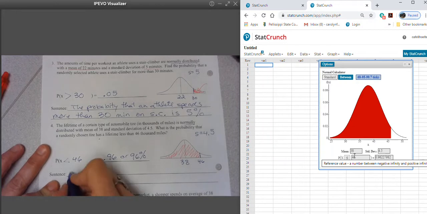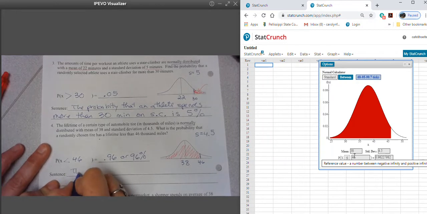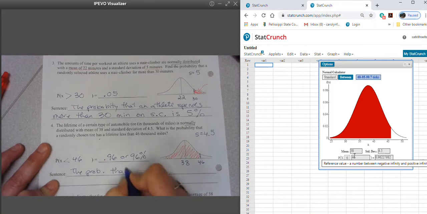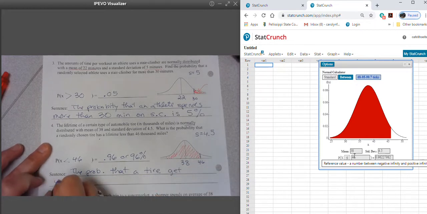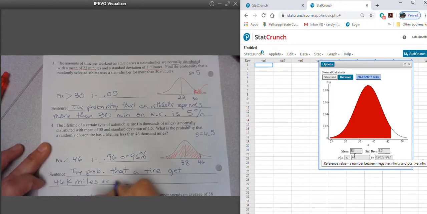So writing this out in words, we would say the probability, abbreviating here, that a randomly selected tire gets 46,000 miles or less is 96%.